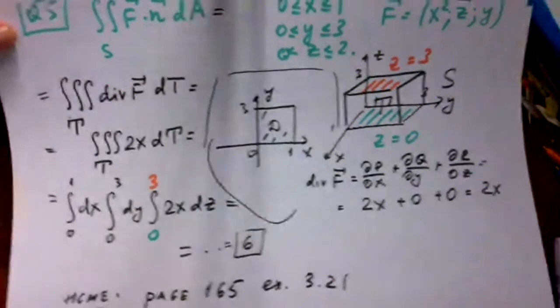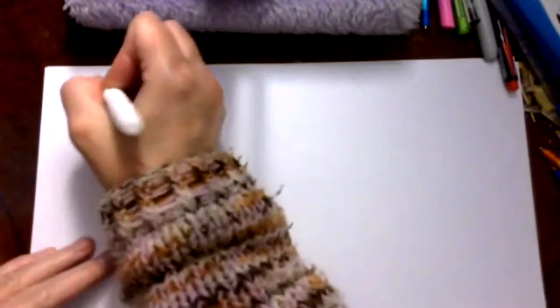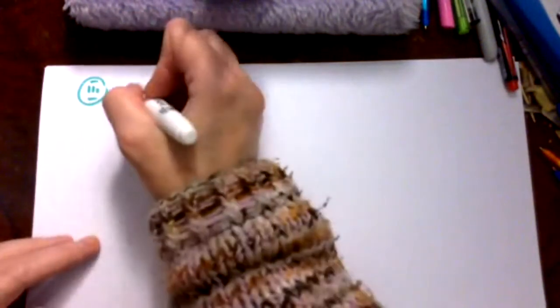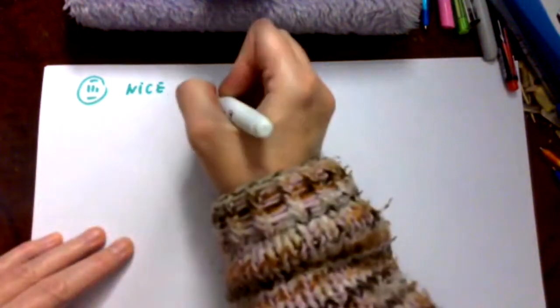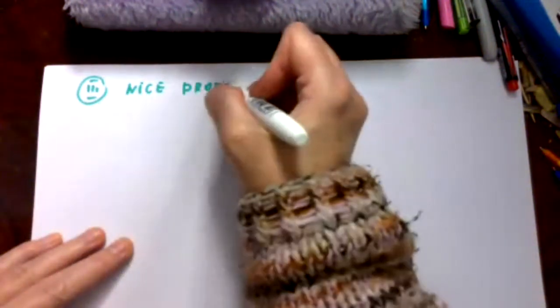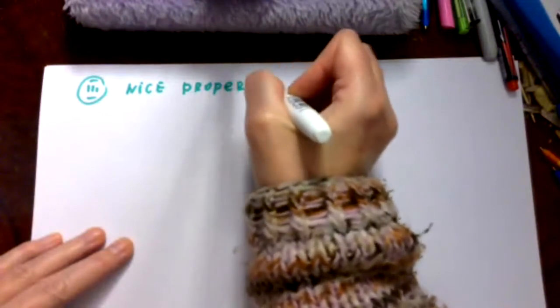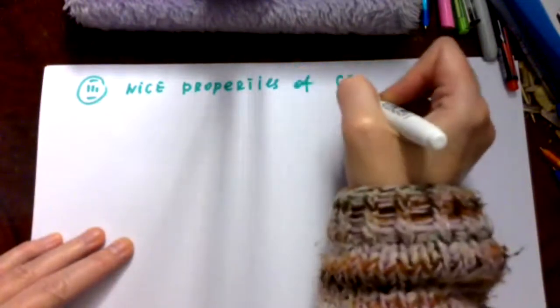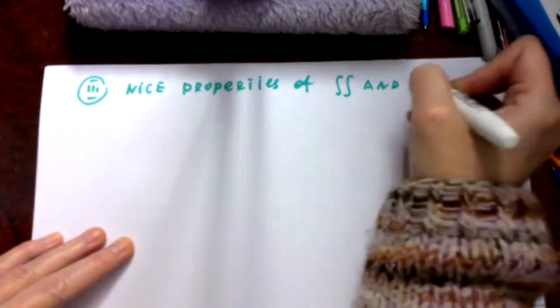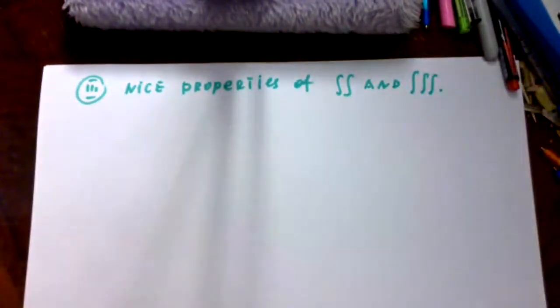Okay, so we are finished with the second topic. And now it's time to discuss the third topic, which had quite a nice name: some nice properties of double and triple integrals. Let's call this topic again the same way: nice properties of double and triple integrals. I'm just writing them in this manner.